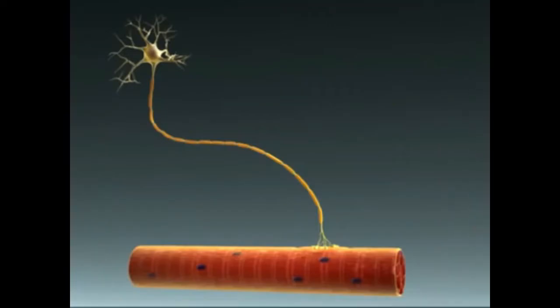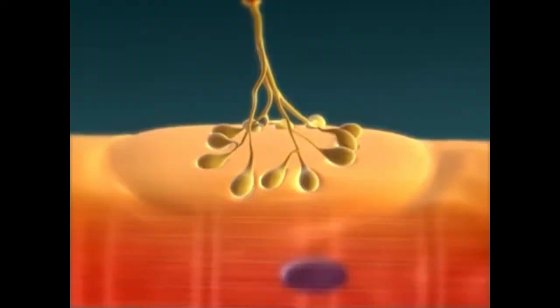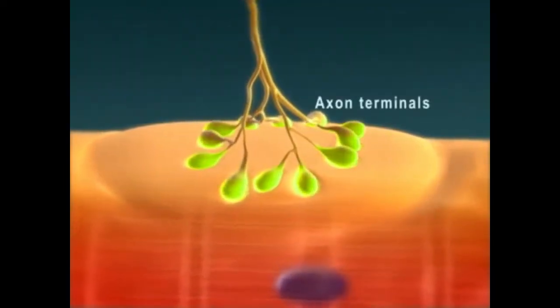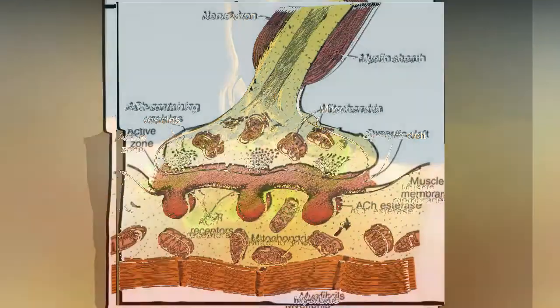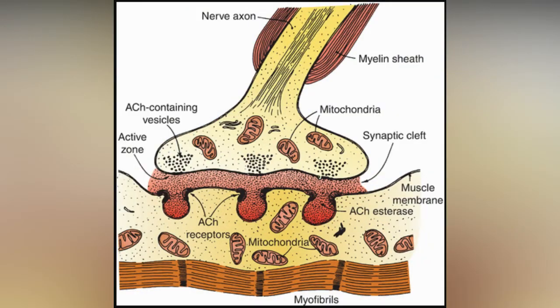There are some changes to the axon terminal and motor end plate for this transmission. Let's look at those changes in structure, then study the transmission process. Let's take a closer look at this diagram to study it further.